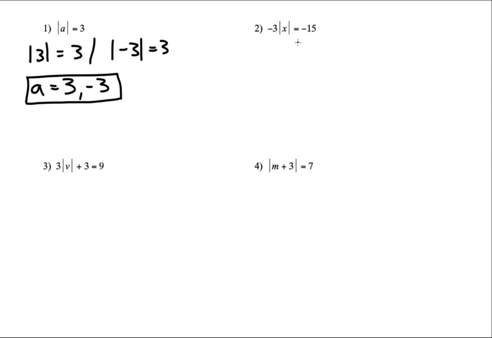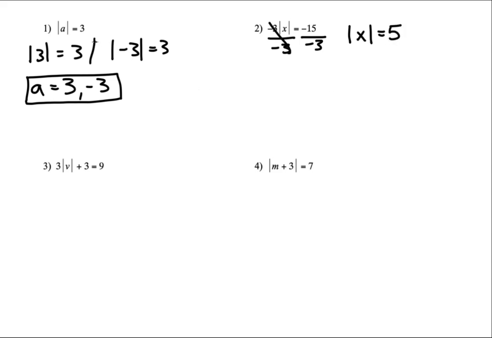For this next one, we want to try to isolate the absolute value of x, isolate that part first. So if I divide by negative 3, because it's currently times negative 3, those are going to cancel. And of course, balance tells me that whatever I do to one side, I have to do to the other. So I divide this side by negative 3. So I'm going to end up with the absolute value of x equals, negative times a negative is a positive, 15 divided by 3 is 5.